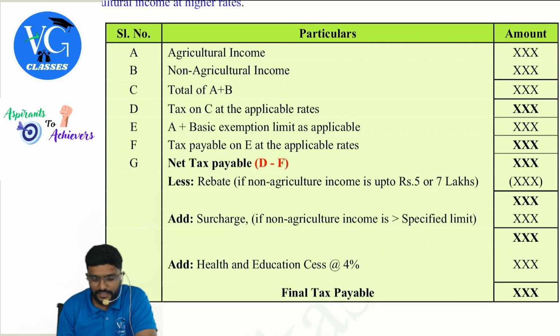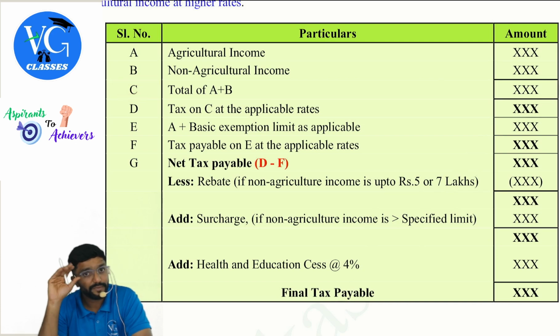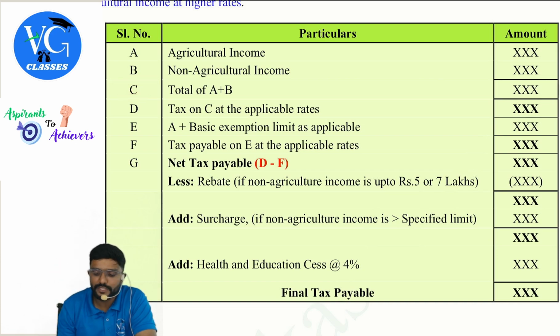So what are the steps? First, take agriculture income and non-agriculture income, and add up both. C is not total income. Don't call it total income, it will be wrong. Actually, total income is this figure.